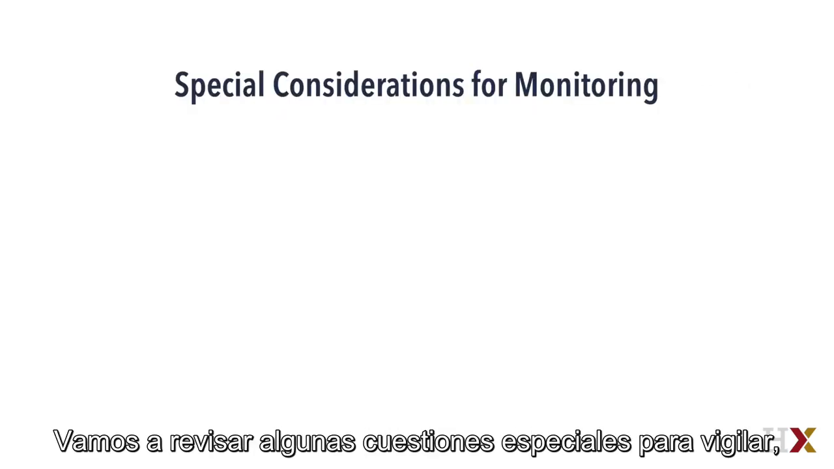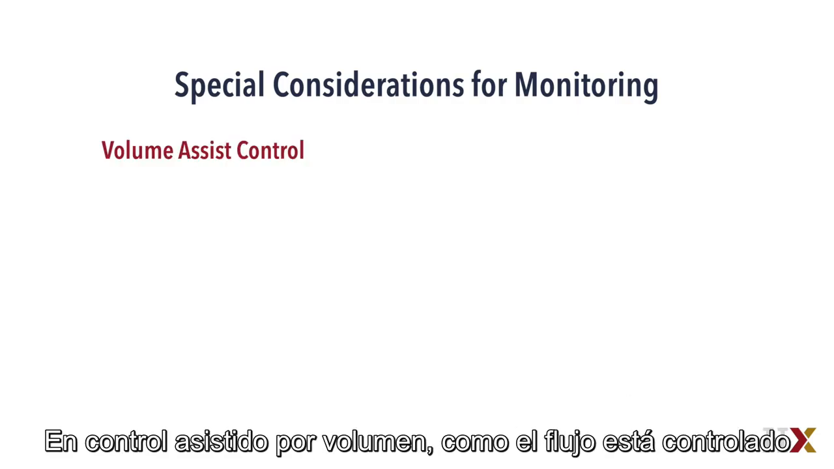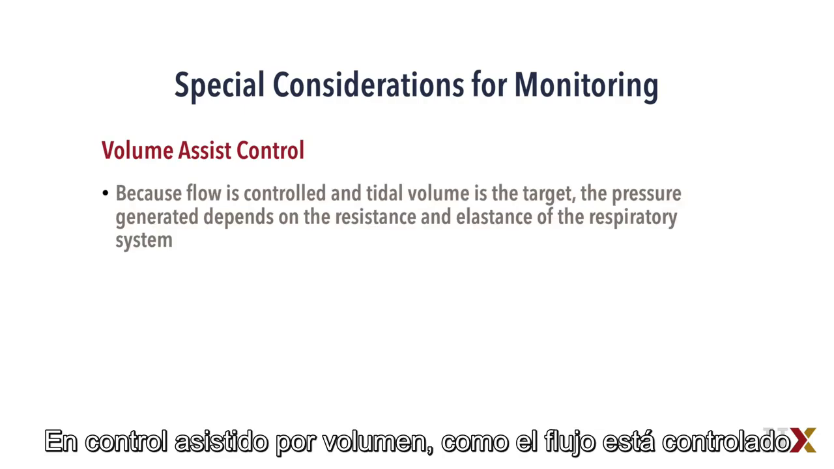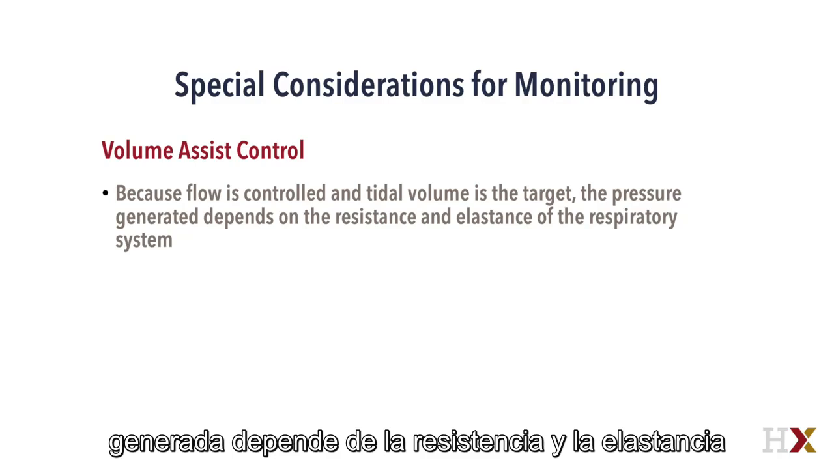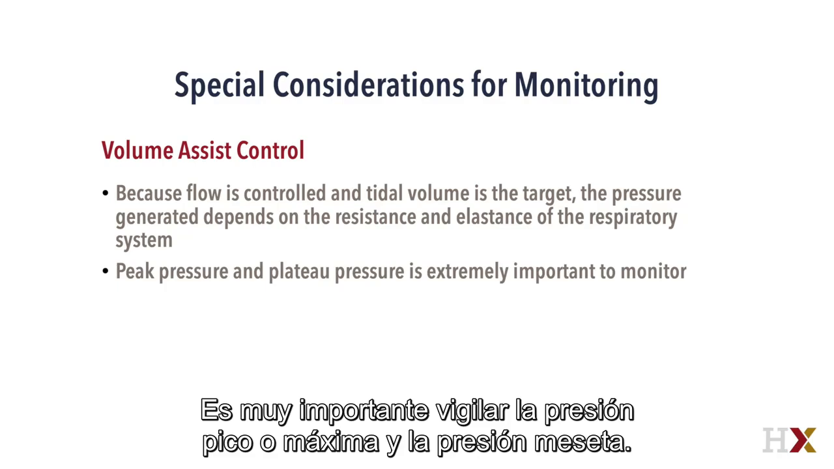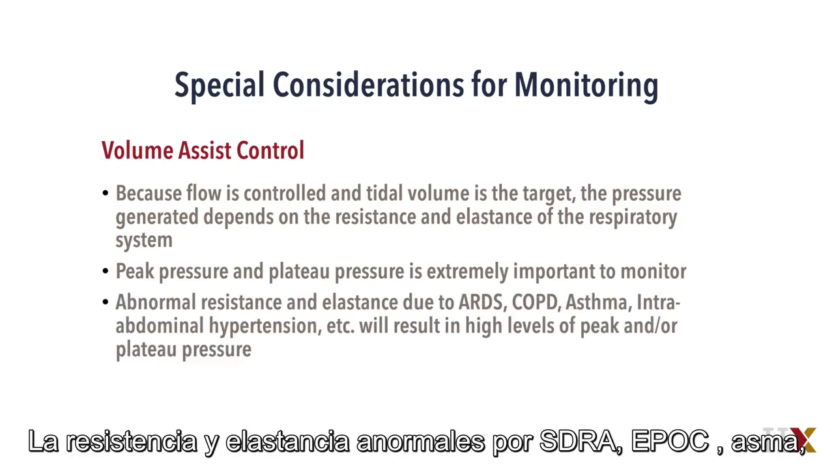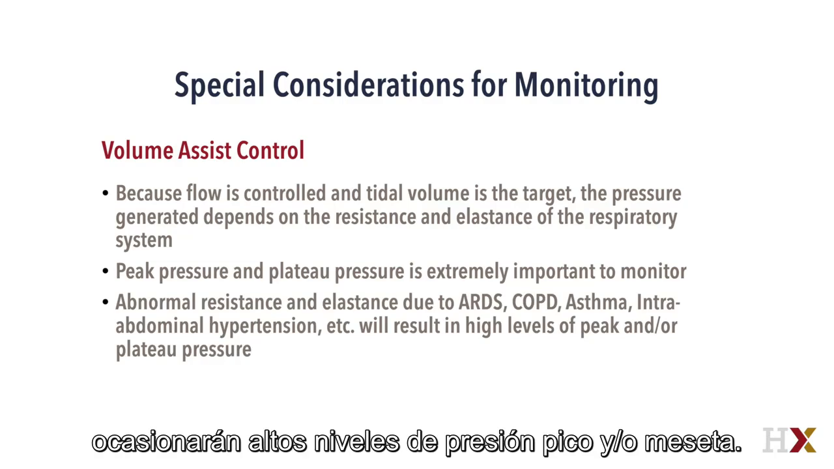Let's review some of the special considerations for monitoring, specifically between volume assist control and pressure assist control. In volume assist control, because flow is controlled and tidal volume is the target, the pressure generated depends on the resistance and elastance of the respiratory system. Peak pressure and plateau pressure is extremely important to monitor.